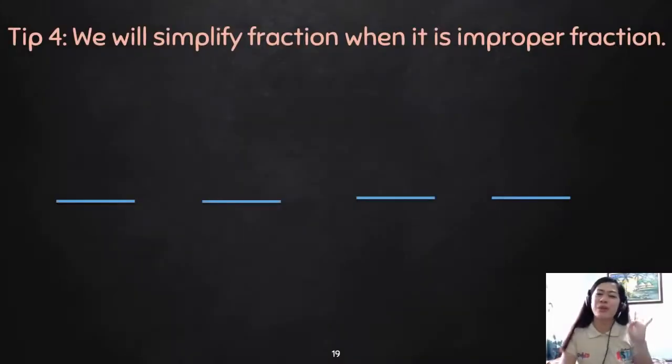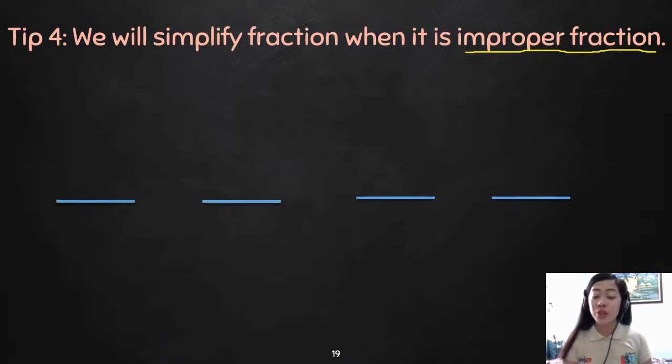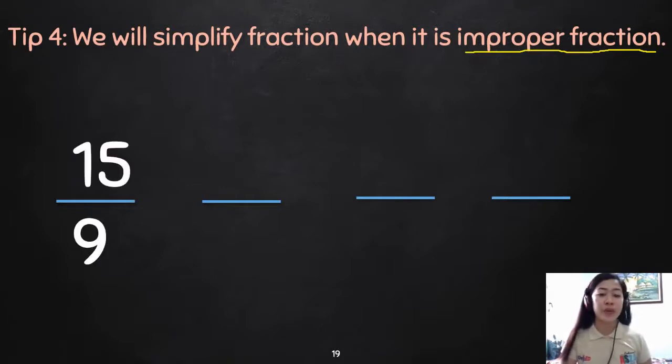So tip number 4, we will simplify fraction when it is improper fraction. So ano ba kapag sinabi natin improper fraction? So these are fractions where the numerator is greater than the denominator. Example, 15/9. Our numerator is 15 and our denominator is 9. So yung top number natin, which is 15, is greater than 9. So this is an example of improper fraction na kung saan kailangan natin i-simplify into lowest term.